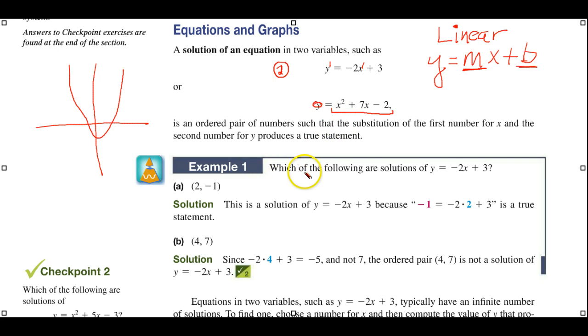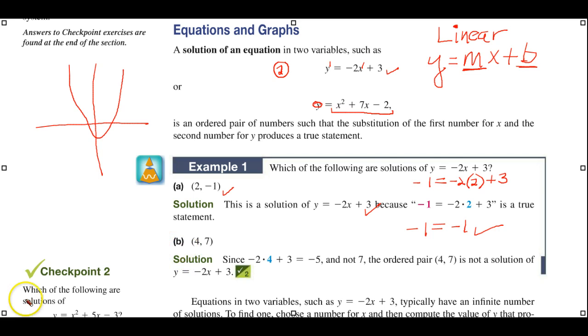Let's look at example 1. Which of the following are solutions of this equation? So for things like this, starting off not too difficult material, we substitute the 2 and the negative 1. So our y is a negative 1. Our 2 is the value for x, so that would be negative 2 times 2 plus 3. So this is a negative 1. This is a negative 4 plus 3 is a negative 1. So this ordered pair, we know, is a solution for this equation.